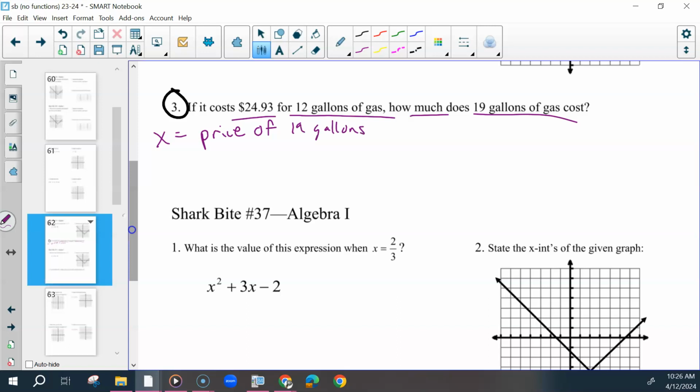It's either each or 19. And because of what's given, we could set this up as a proportion. 24.93, you know, is the total. Whether you put this in the numerator or denominator, it doesn't really matter. You just have to do the same thing on the other side. So this total we know is for 12. We are looking for the total for 19. And then we could either put this into Desmos or solve it by hand.